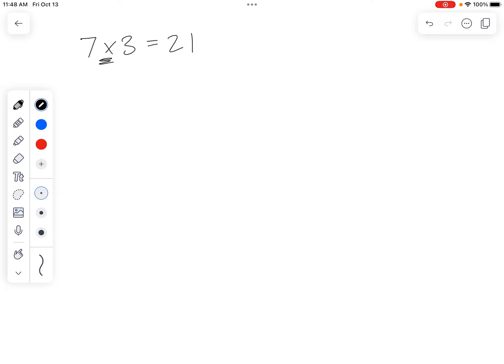If I want to switch that and think about it as division, I would start with my product. I can take the number 21 and divide it by either of these factors. I can divide it by 7, or I can divide it by 3. And if I set up those equations, I'm going to have to use the other factor as my quotient. So I know that 21 divided by 7 equals 3, and 21 divided by 3 equals 7. Now what does that really mean?